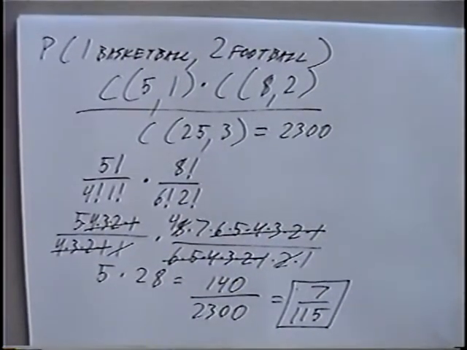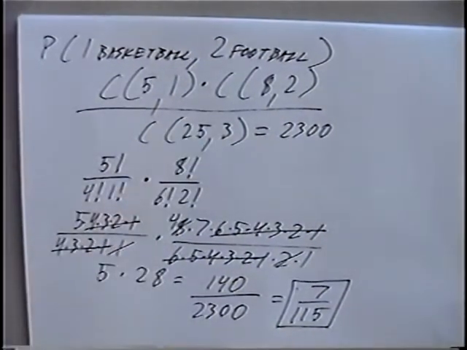And again, if Bob wants to pick out 1 basketball and 2 football cards, he has a 7 out of 115 chance to do so.